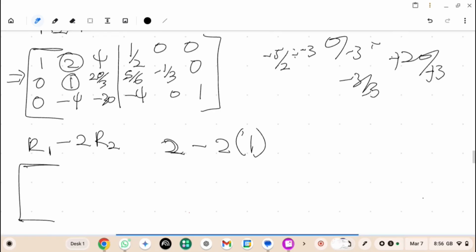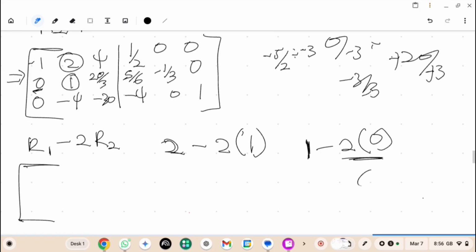We're working on the first one here. Since we're saying row 1 minus 2 row 2, row 1 here is 1. The first element on row 1 is 1, minus 2 multiplying by row 2. Row 2 is 0, and 2 multiplying 0 will be 0. Therefore, here will be 1. So you have 1 here.